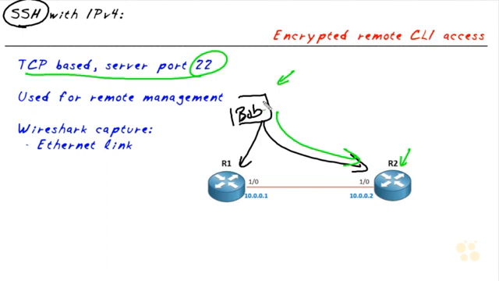Bob's computer will generate some high-numbered source port and use that for the individual session going to port 22 on R2. The reply packets going back will be sourced from port 22 as they go back to that source port Bob created.